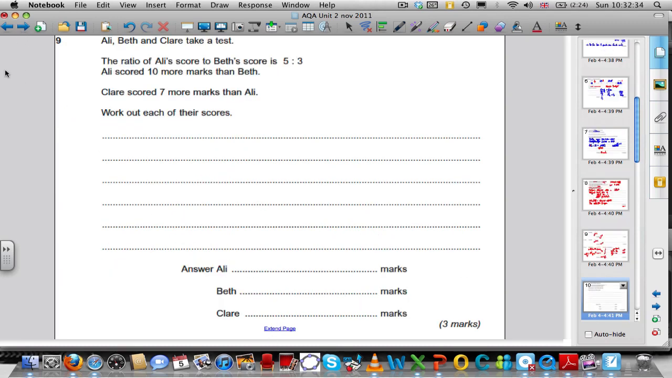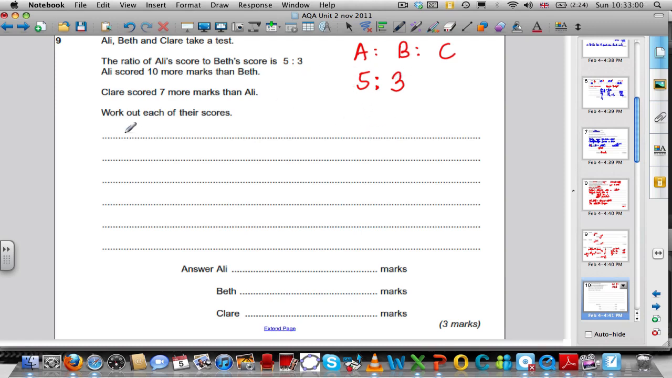Okay, question 9, a ratio question. Ali, Beth and Claire take a test. The ratio of Ali's score to Beth's score is 5 to 3. So we know that 5 to 3 is the ratio of Ali to Beth's score. We also know that Ali scored 10 more marks than Beth.